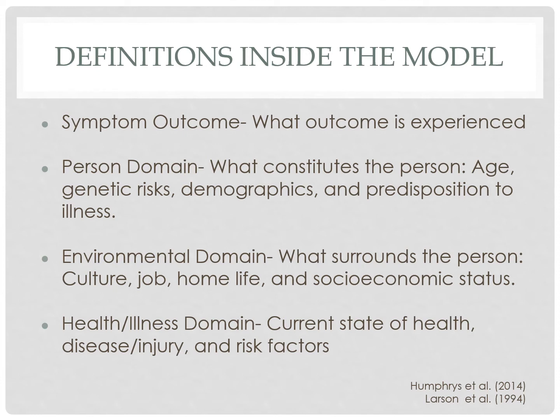Definitions inside the model. Symptom outcome: what outcome is experienced by the patient. Person domain: what constitutes the person, for example, age, genetic risk, demographics, and predisposition to illness. Environmental domain: what surrounds the person, such as culture, job, home life, and socioeconomic status. Health or illness domain: current state of health, disease or injury, and possible risk factors.